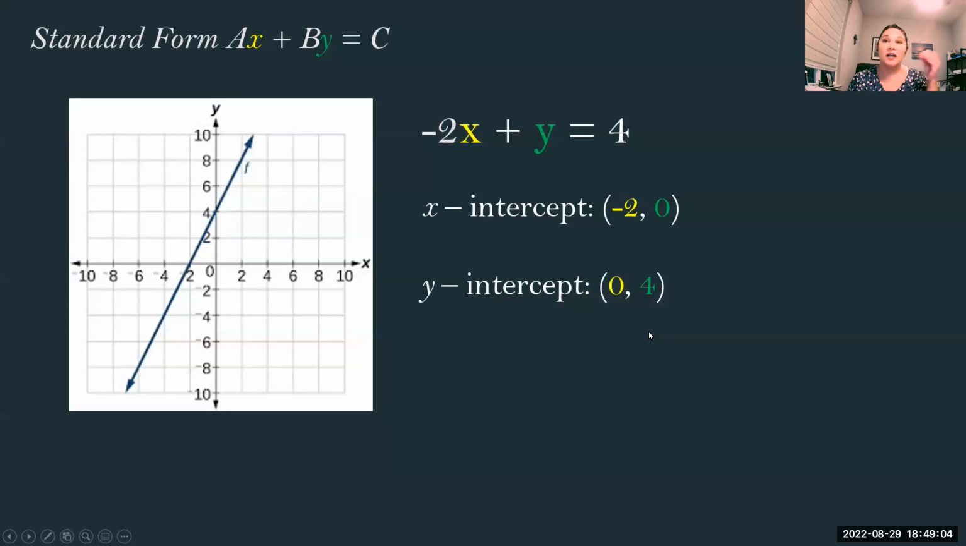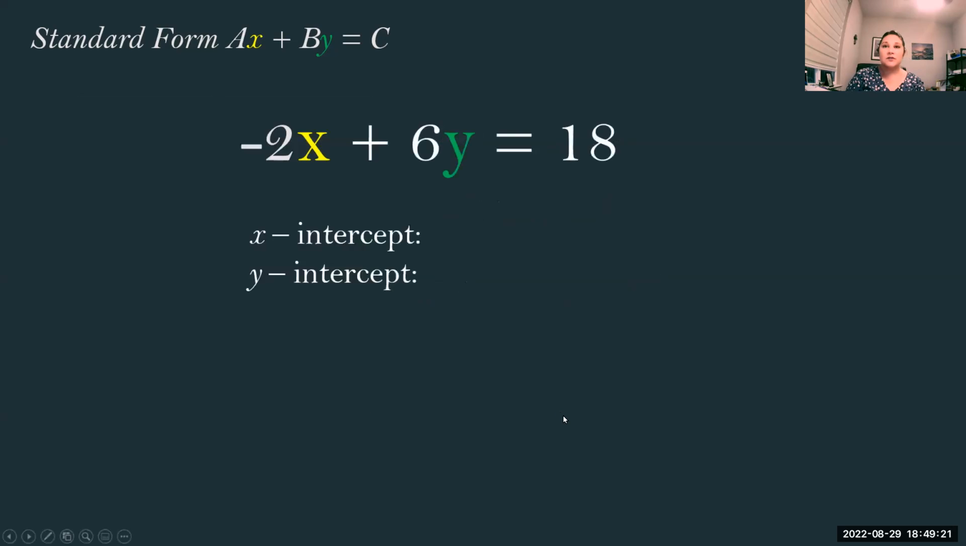Again, that was a lot of me talking. I didn't write anything down, but I'm hoping that you'll try to, I don't want to say get answers, but double check with the people around you before you input your next answers. So this question, first question, what's the x-intercept? Second question, what's the y-intercept?